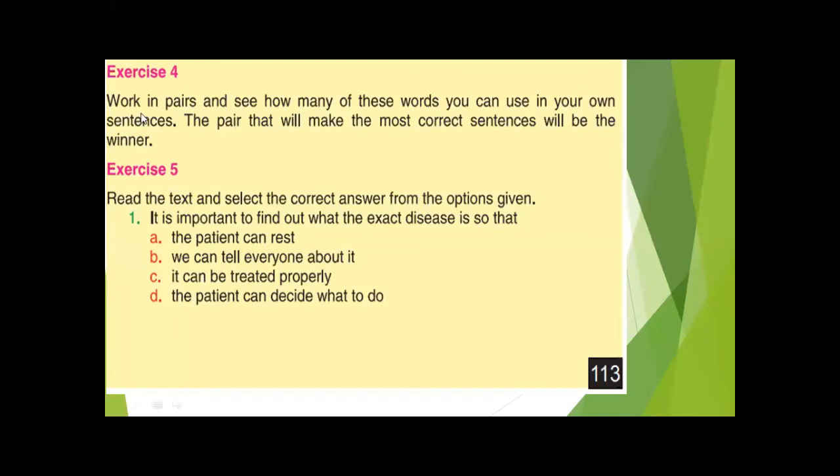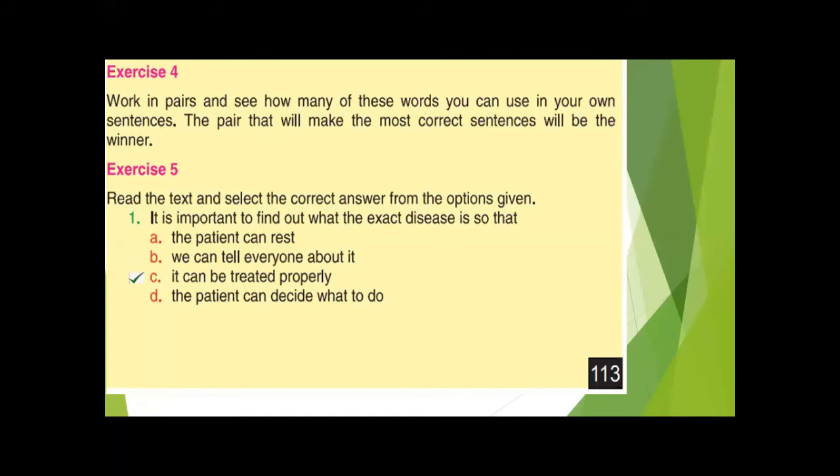Okay? Now, exercise 5. Read the text and select the correct answer from the options given. Number 1, it is important to find out what the exact disease is so that A. The patient can rest. B. We can tell everyone about it. C. It can be treated properly. D. The patient can decide what to do. And the answer is C. It can be treated properly. Because if we can't identify the exact disease, we can't treat it properly. Please take a screenshot.